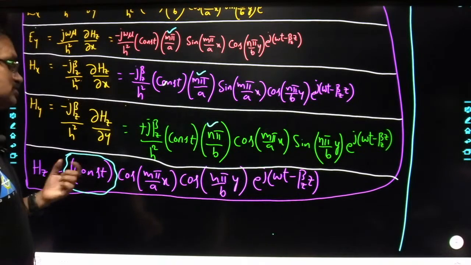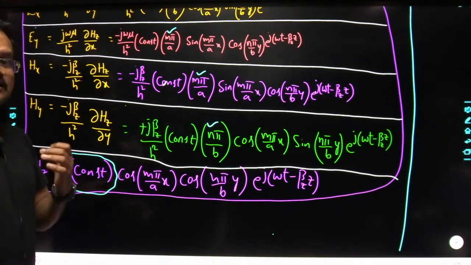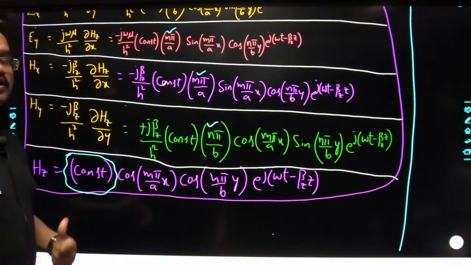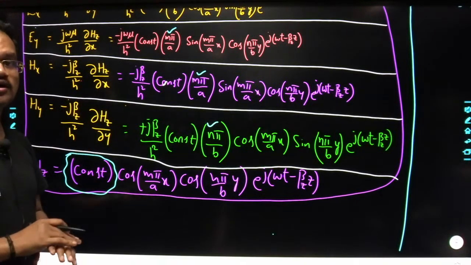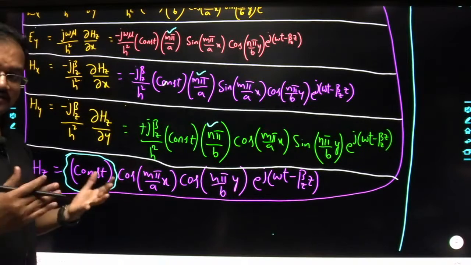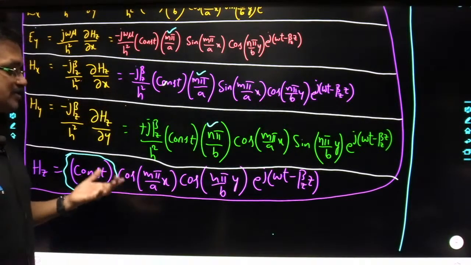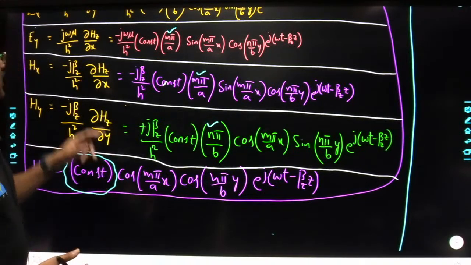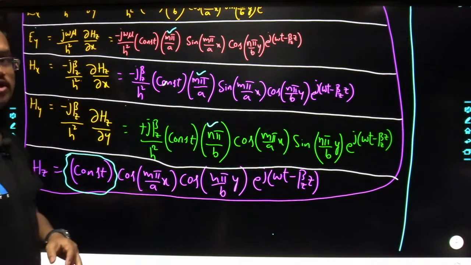Even if we don't know this constant value, we can easily tell that only the Hz component is not at all possible. Only one magnetic field component is not at all possible, because that doesn't represent an electromagnetic wave itself. So if Ex equal to 0, Ey equal to 0, Hx equal to 0, Hy equal to 0, and Ez is also 0, then in that case Hz must also become equivalent to 0.